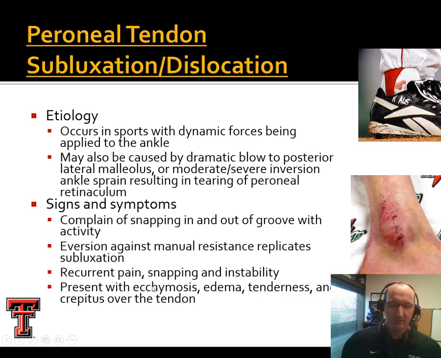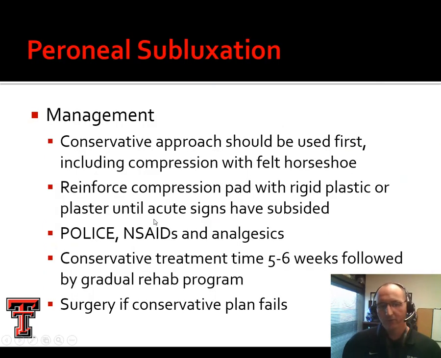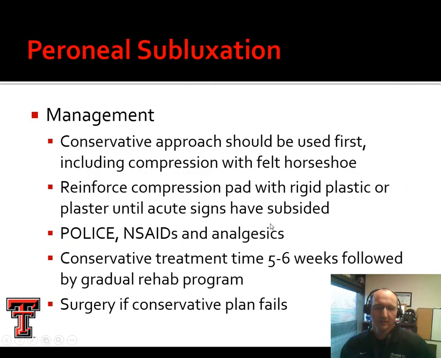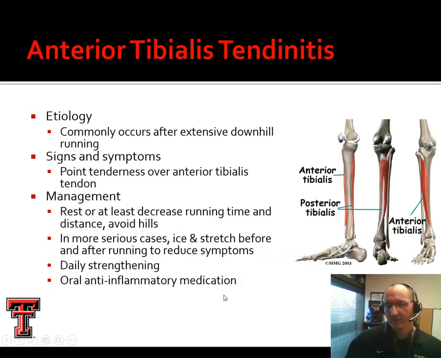Okay, so they're usually going to present with some redness and bruising, ecchymosis, some edema, tenderness, crepitus over the tendon. We will use our conservative approach with compression with a felt horseshoe first. So basically what we do is we tape in a piece of felt that tries to hold that tendon close to the skin, or behind the bone rather. We're usually going to try this 5 or 6 weeks, and then if conservative management fails, we try surgery.